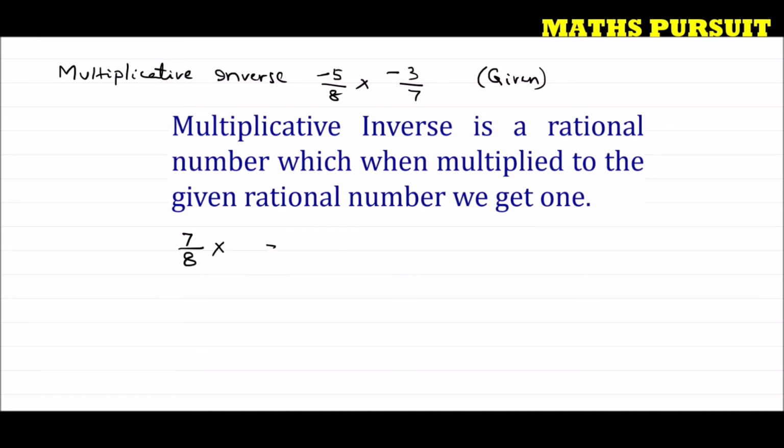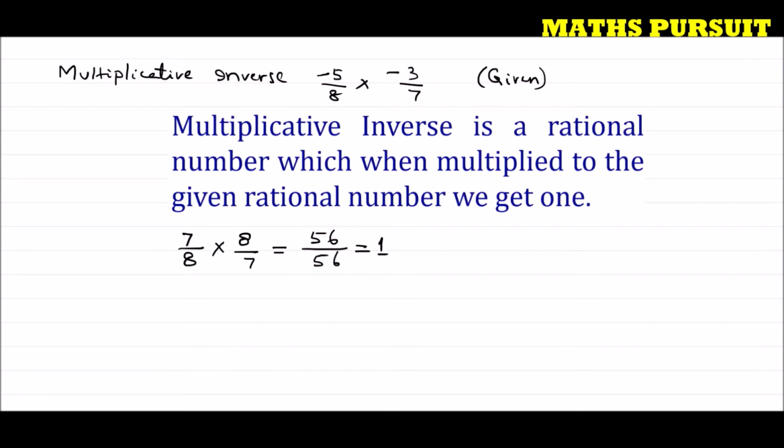If we multiply 8/7 to 7/8, then we will get 1. How? 8 7s are 56 upon 8 7s are 56. So 56/56 is 1. Hope guys you understood this. This is very simple and very straightforward.